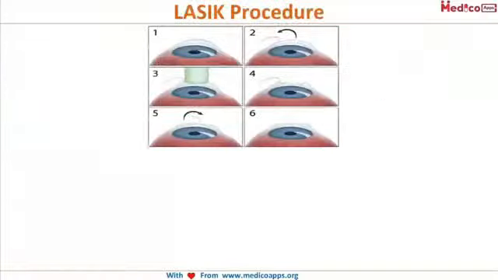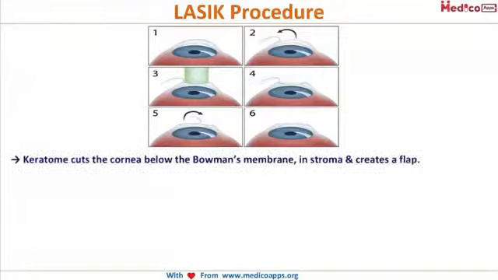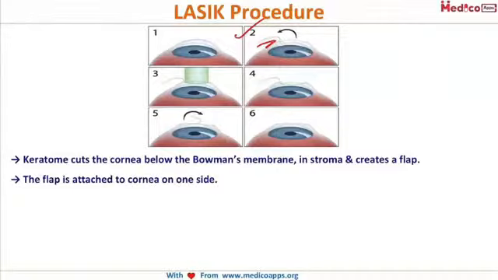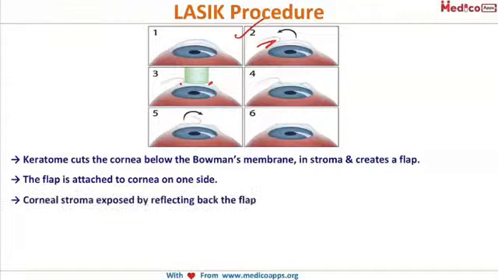Now let's look at this procedure. What is done over here is that the keratome cuts the cornea below the Bowman's membrane. So here you are eliminating the issue of pain as well as scarring. You go beneath the Bowman's membrane and you can see in this picture that a flap is created. This flap is lifted but it is attached to the cornea on one side and it is lifted from the other side. The flap containing epithelium and Bowman's membrane is lifted, so the next layer, that's nothing but your stroma, is exposed.